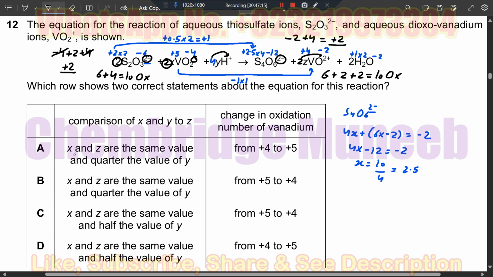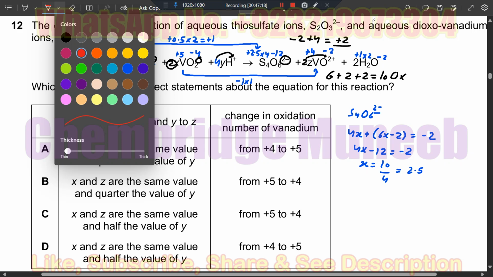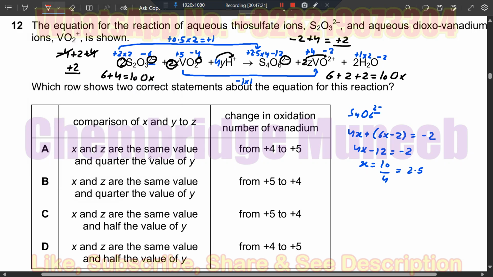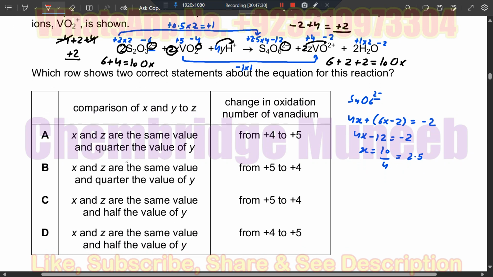They say that x and z are the same value. That is mentioned in every option. X and z are the same, so we do not look for that; we look for the value of y. So x and z are the same value and a quarter the value of y, so we know that y is 4 and x is 2 and z is 2. So x and z are the same but y is 4, which means x and z are basically half of the y.